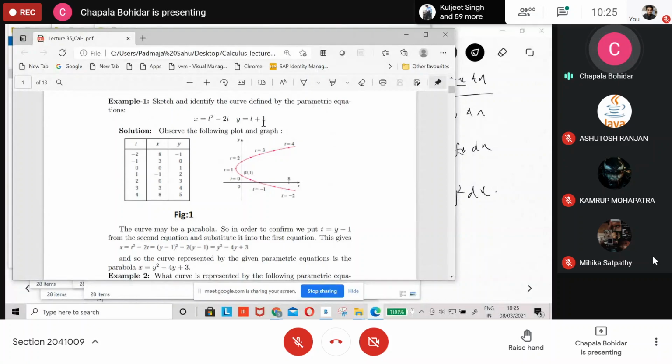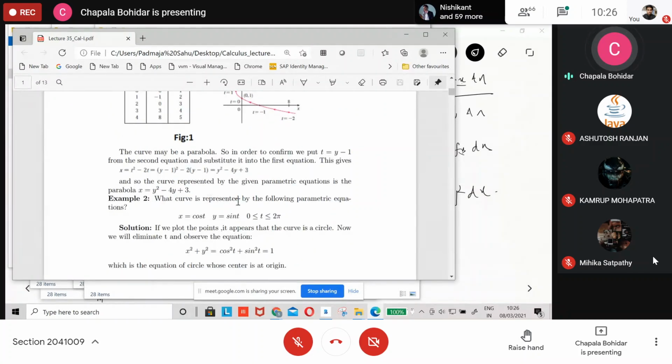What type of curve? Identify the curve. Options may be given to you. By considering, first you check how you check. Don't use the method of considering t values. You put that value here, then you check what type of curve it is first. That is the quick one. Then next example.